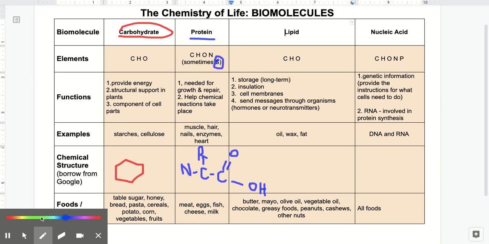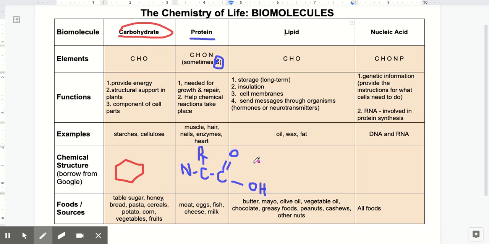Moving on to lipids. Lipids are again primarily made of carbon, hydrogen, and oxygen. Lipids are fats, oils, and waxes, and they get a bad rap as being bad for you in terms of foods. But what they're really good at is storing energy. In many organisms that hibernate, they are that long-term food storage. For animals and other organisms that live in colder weather, they serve as insulation. They help create cell membranes, and they also serve in sending messages to the body in terms of hormones and neurotransmitters.